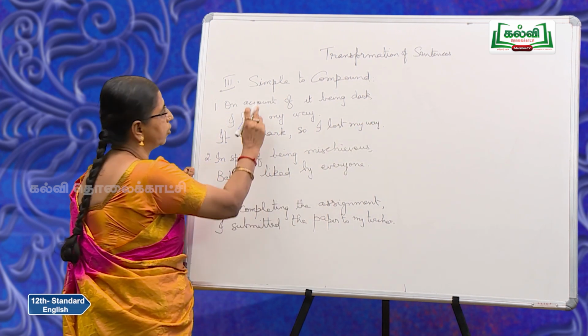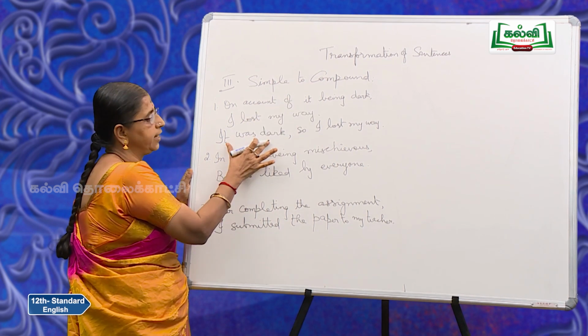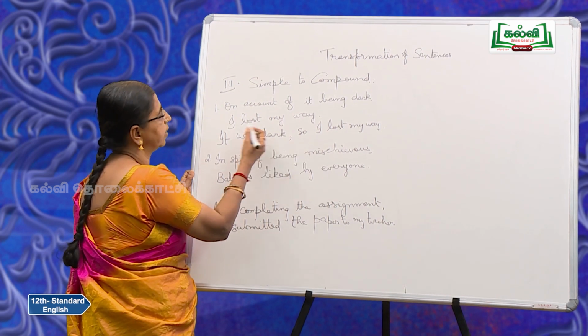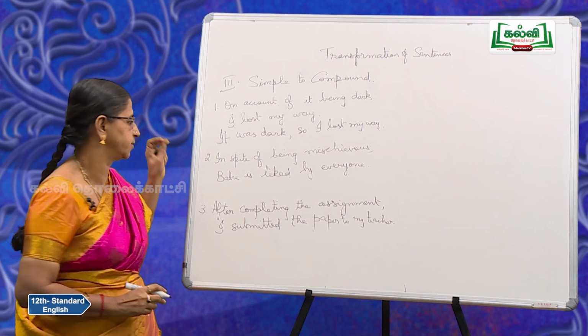So, what is the reason? On account of it being dark. So, you just bring out this meaning through these words, it was dark. So, what happened as a result? So, I lost my way. So, two main clauses connected by this conjunction.